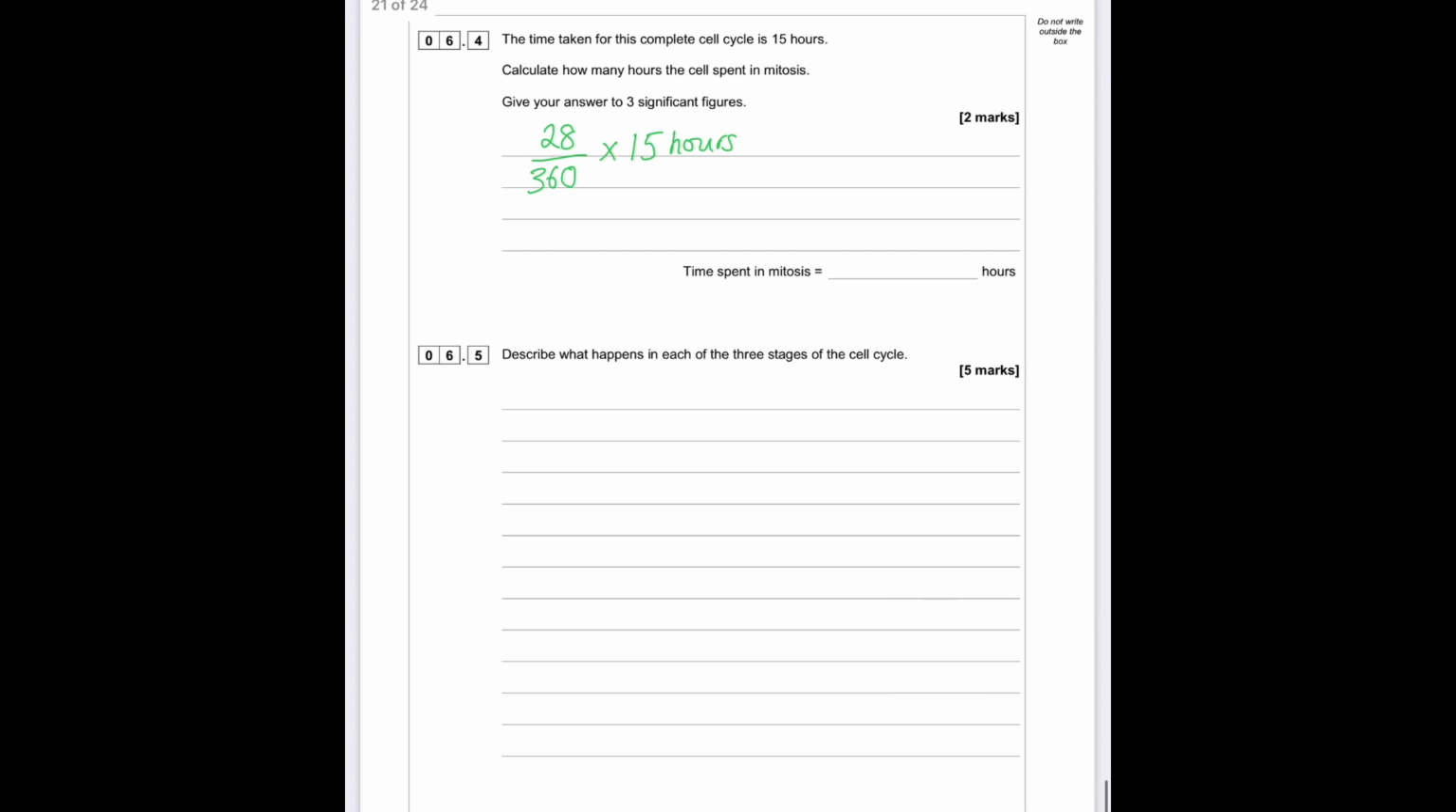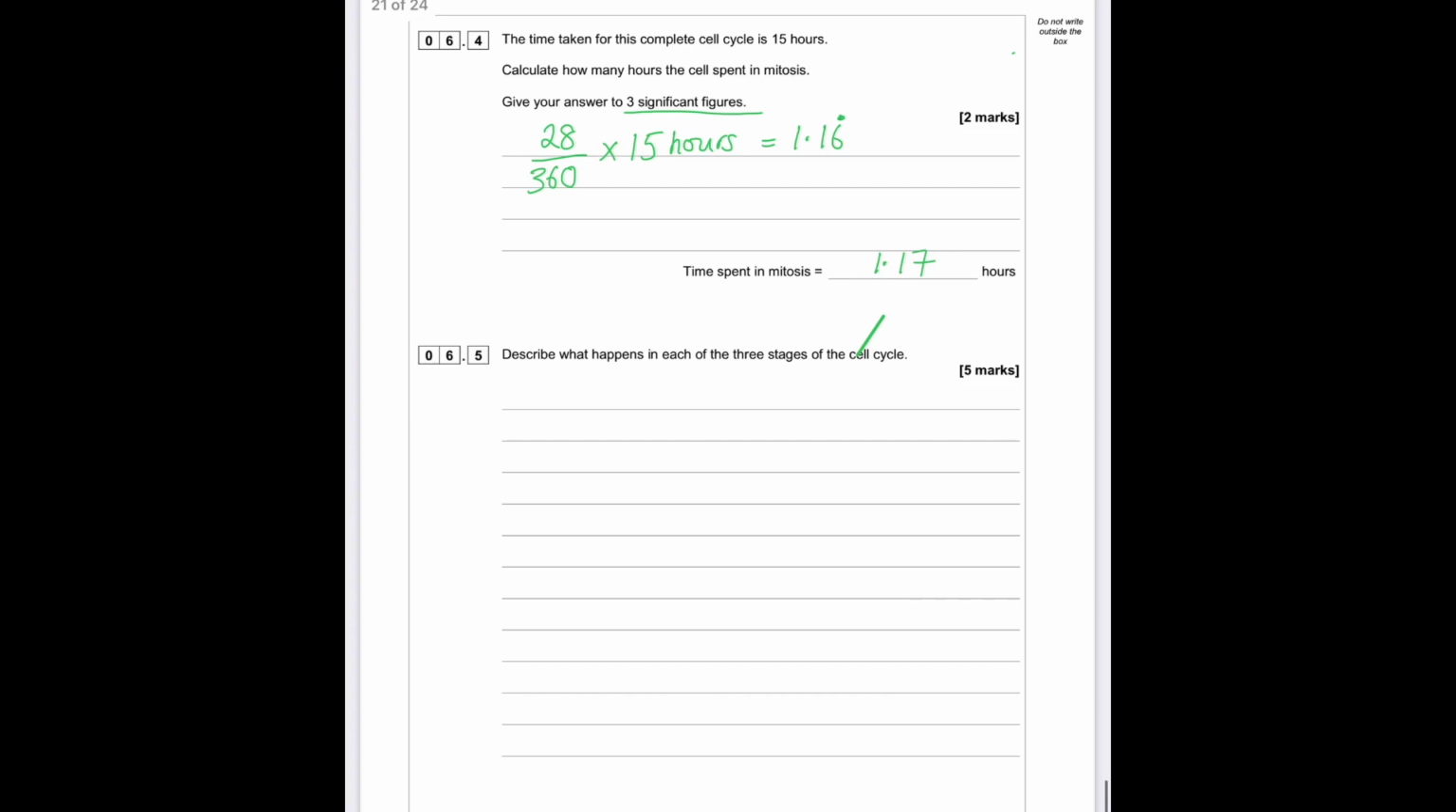And if we do that, we should see that the time taken is going to be 1.16 recurring, and because we have to give our answer to 3 significant figures, our answer should be 1.17. We round up because the number after the 6 would be another 6, which therefore makes the answer 1.17.